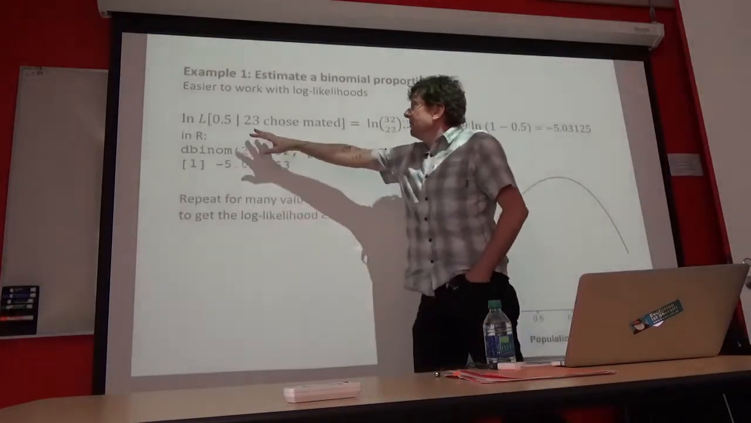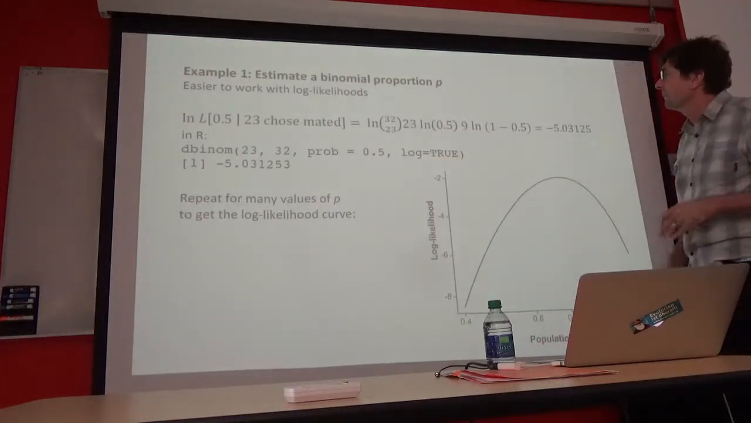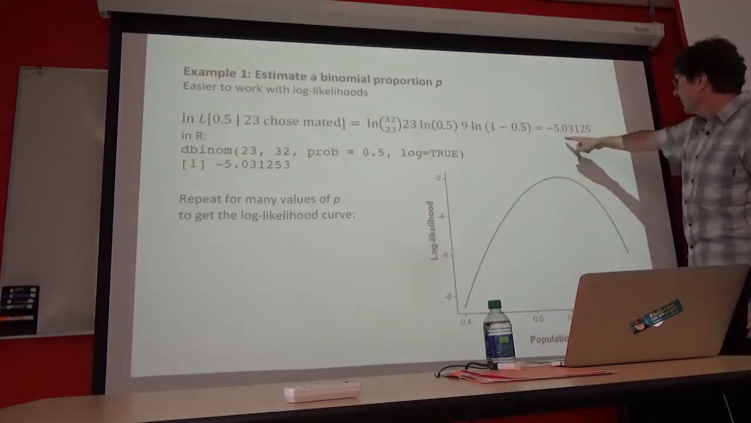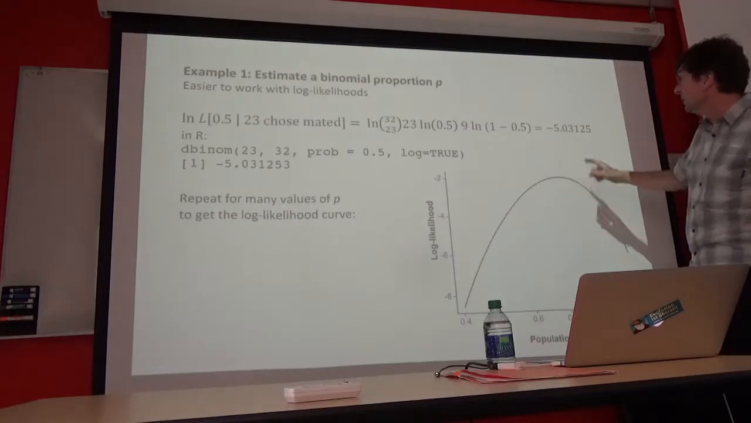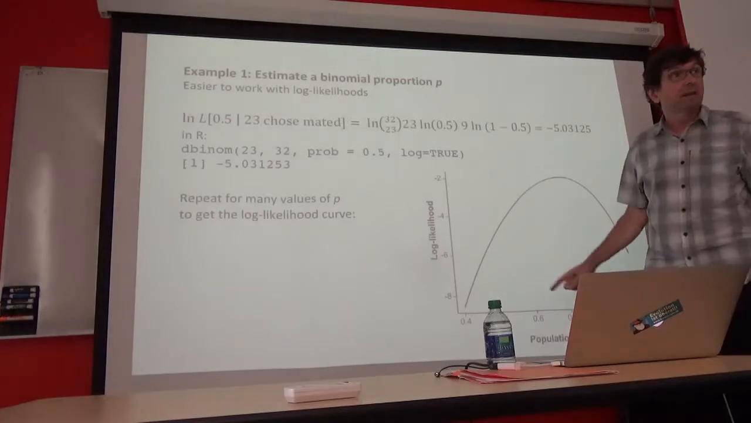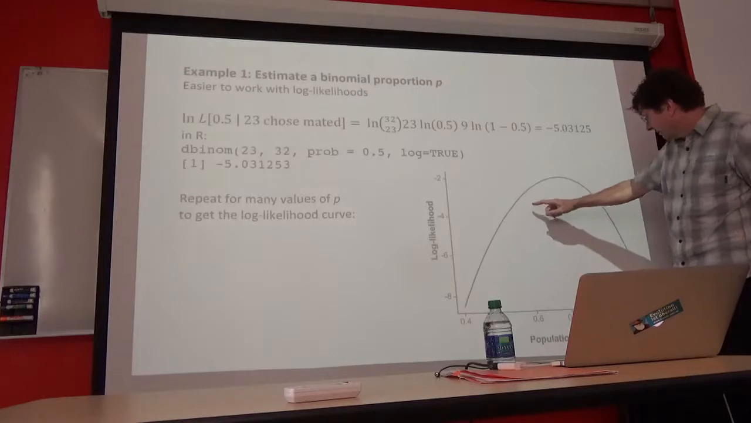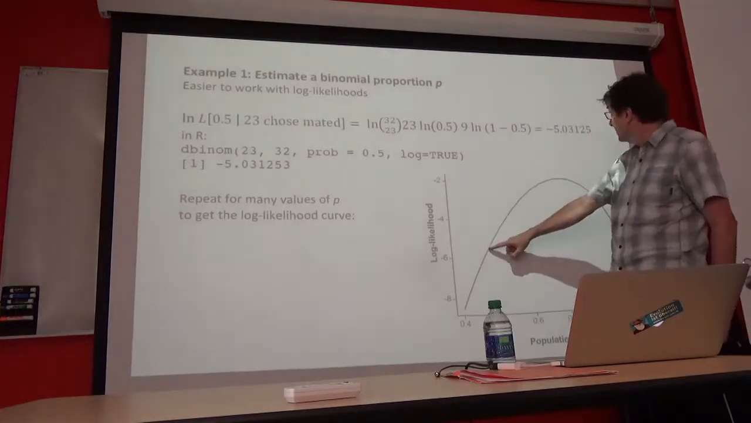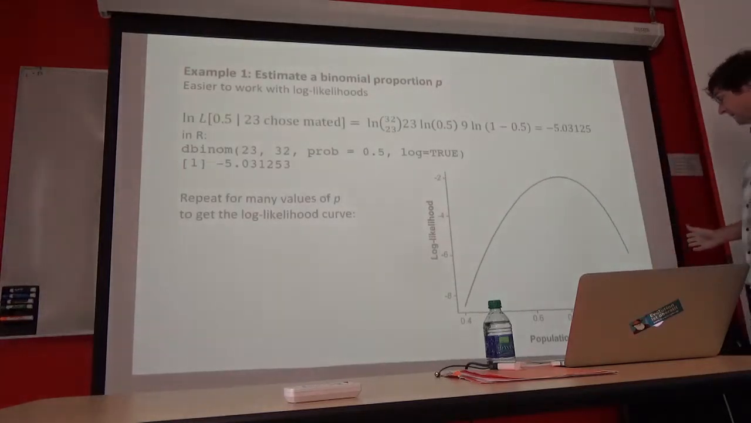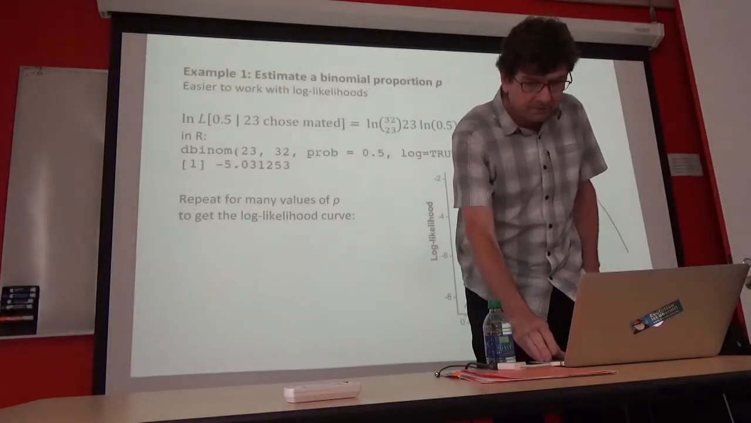So I did the likelihood of 0.5 given the data. It's the binomial function, as shown before. There's the log likelihood corresponding to the value 0.5. There's the R formula that you would use if you were going to use the computer. And there's 0.5, there's minus 5.03125. And so you repeat this for a whole slew of values, and there's the likelihood function, the log likelihood curve.